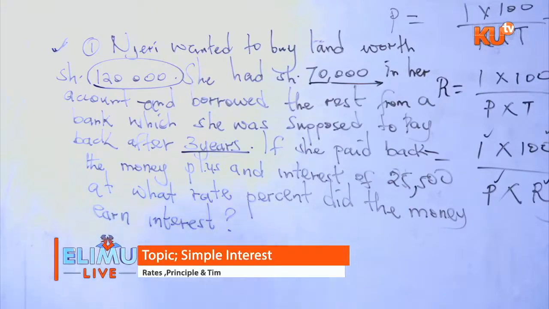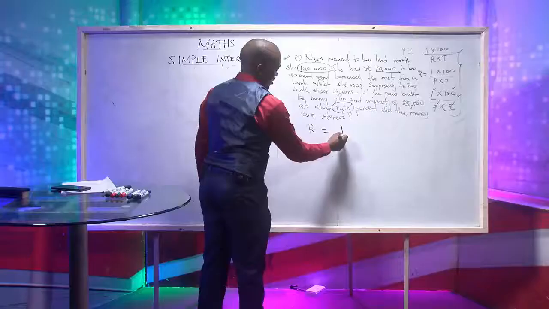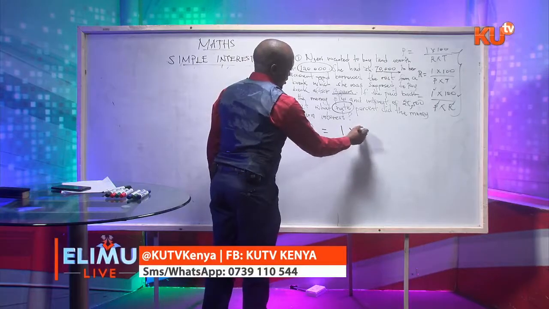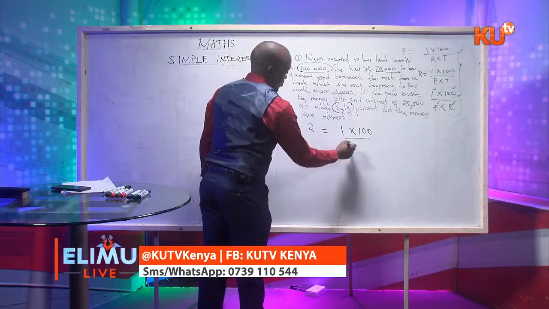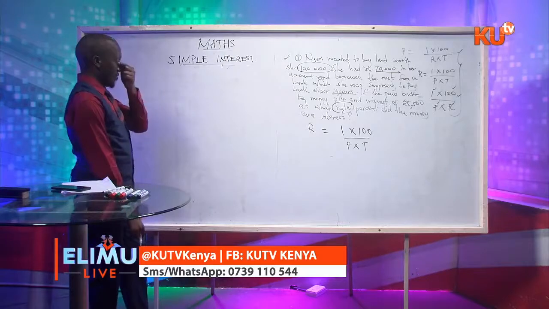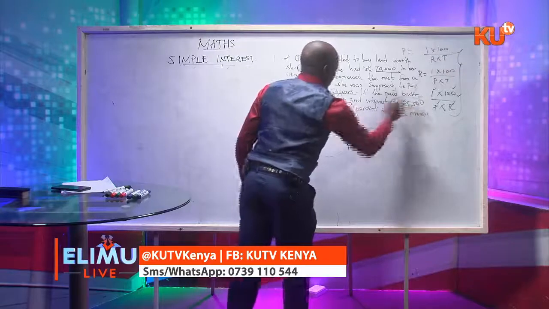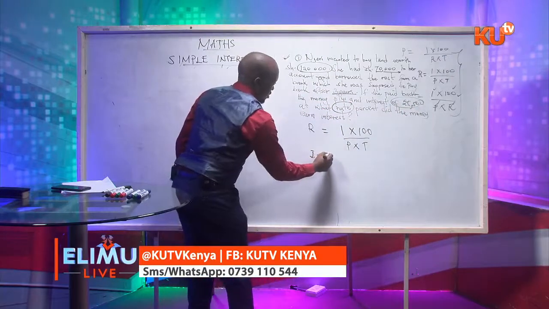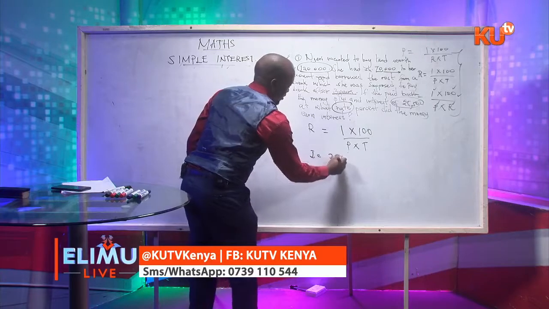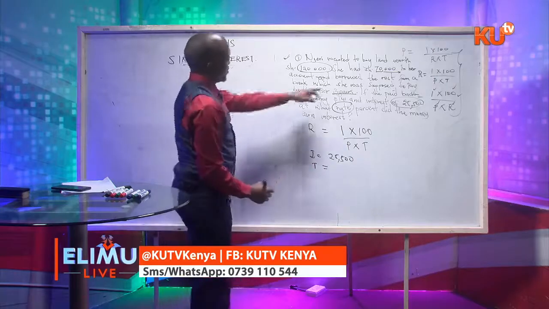So the question here is, at what rate? The key item here is rate. And from our formula, we know that rate is equal to interest times 100 over principal times time. And we have to identify these ones now. We already have interest is given here. So the interest is already given, 25,500. Time is already given there as 3 years.